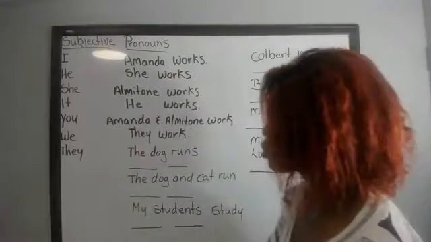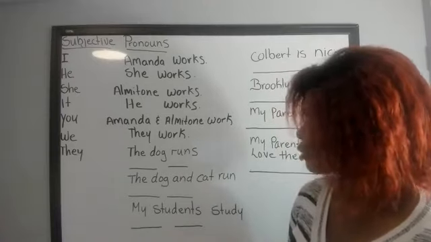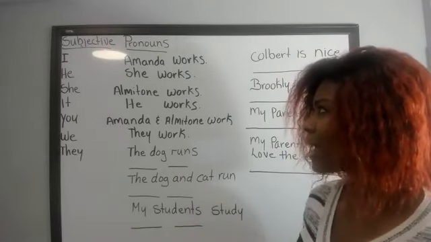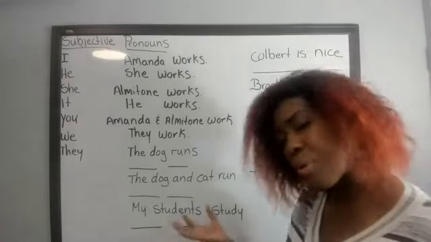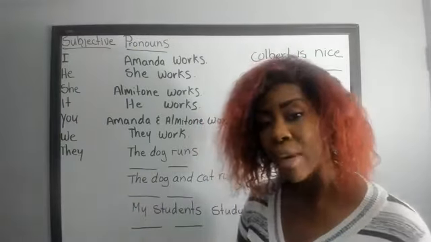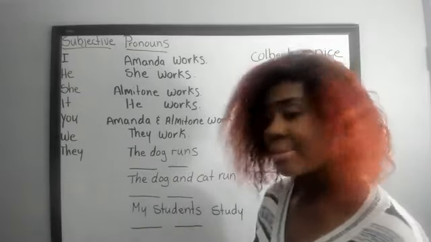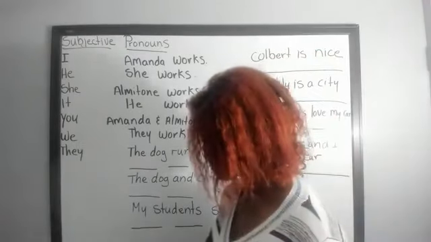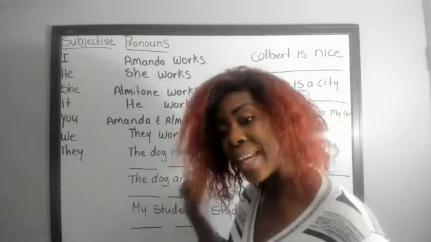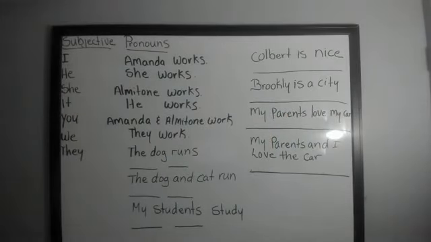All right. So over here, I have the dog runs. So if I want to use the subjective pronouns to write the sentence, what do you think I will write? The dog runs. So remember, I have an S right here because third person singular. So we're doing the dog runs.